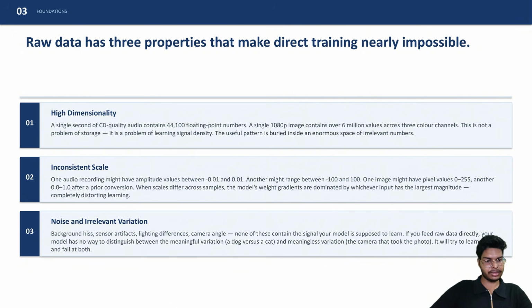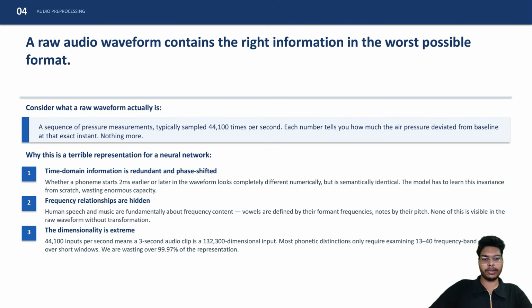Noise: background hiss, lighting variation, and camera angles. Our model can't tell the difference between meaningful variance and meaningless variations, so it tries to learn both and fails to learn either at all. These are the three failure modes preprocessing is designed to solve in reality.